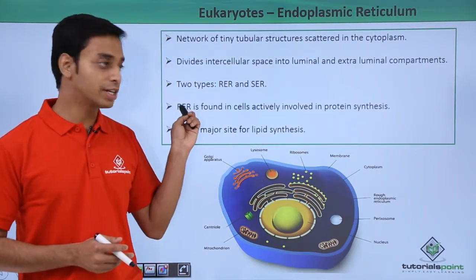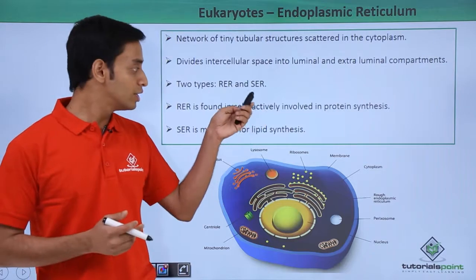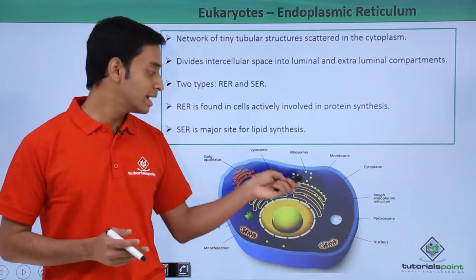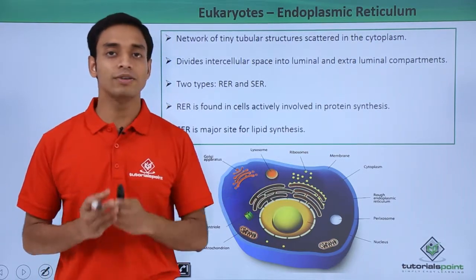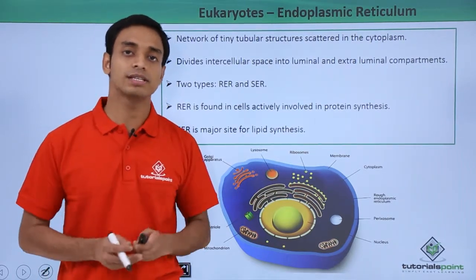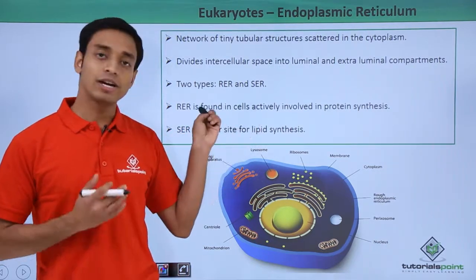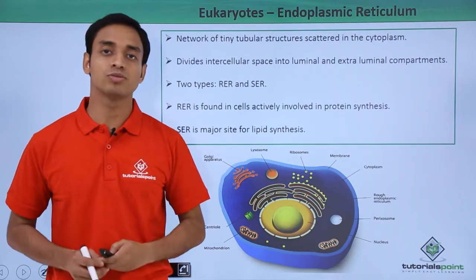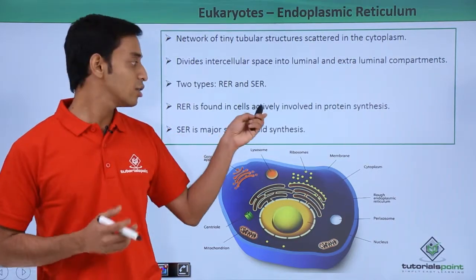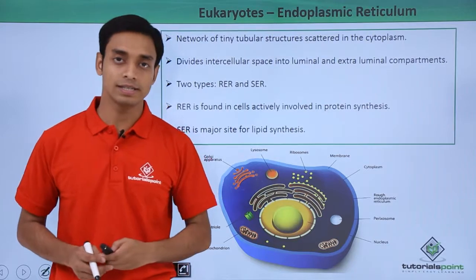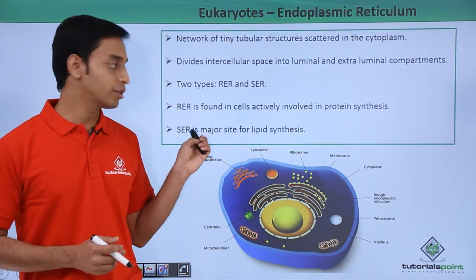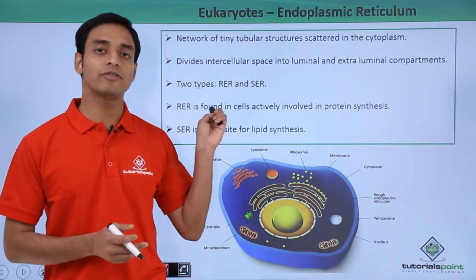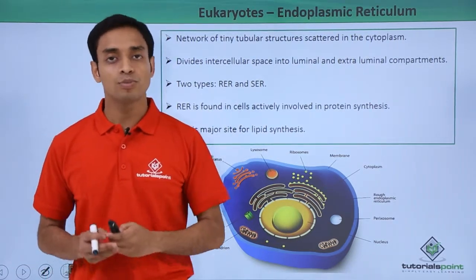The rough endoplasmic reticulum is mostly found in cells which are actively involved in protein synthesis. Because why? We have already studied that the ribosomes are the structures which are involved in translation or protein synthesis machinery. So the rough endoplasmic reticulum, which has associated ribosomes, is mostly found in cells which are actively involved in protein synthesis. The smooth endoplasmic reticulum is a major site for lipid synthesis, unlike the rough endoplasmic reticulum, which is the site for protein synthesis.